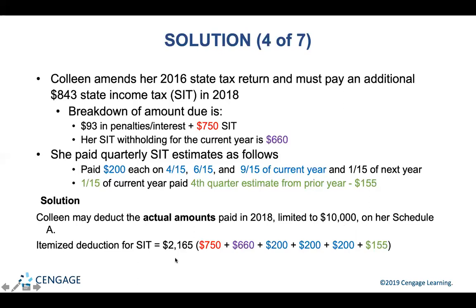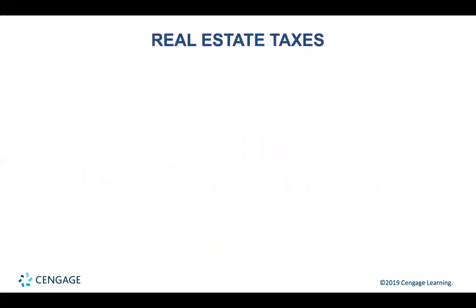So she's allowed to deduct $2,165. The $750 from the amended return that she actually paid in taxes, her withholding that was withheld from her paycheck, her 3 estimates for the current year, and the 1 estimate for the prior year that she paid in the current year. It's also to note on taxes that you may not deduct federal tax paid. We're talking about state, local, income, sales, foreign taxes, property taxes, real estate taxes, but not federal income taxes.